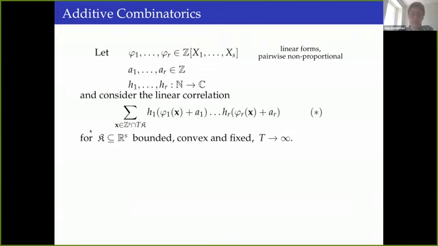These products are summed over lattice points that are restricted to some set tK inside R^s. K here is a fixed set. It is nice, it is bounded and convex. And t is a scaling parameter, which we will let tend to infinity. Now the question is, can we understand these linear correlations asymptotically as t tends to infinity?